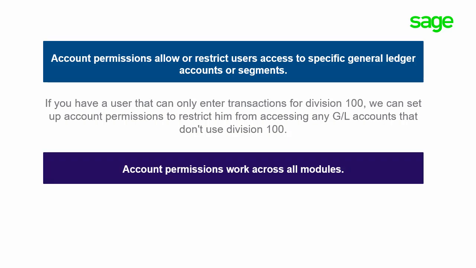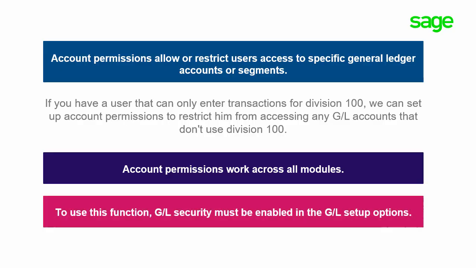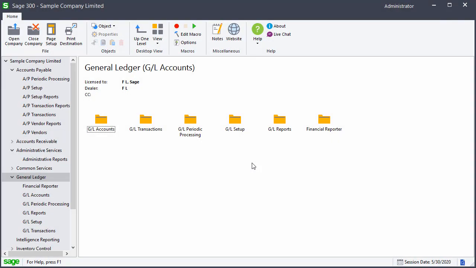Please note that account permissions work across all modules. To use this function, GL security must be enabled in the GL setup options. Let's now see how to set up account permissions in the general ledger.